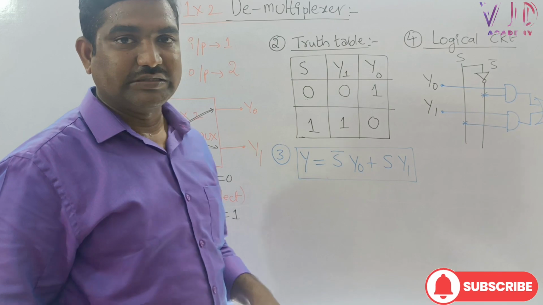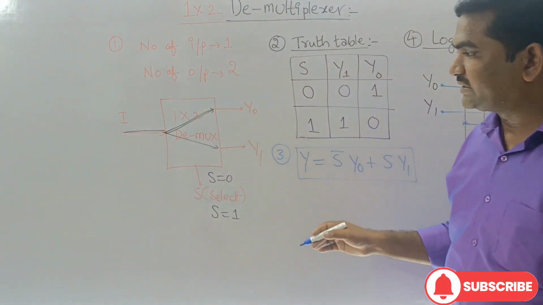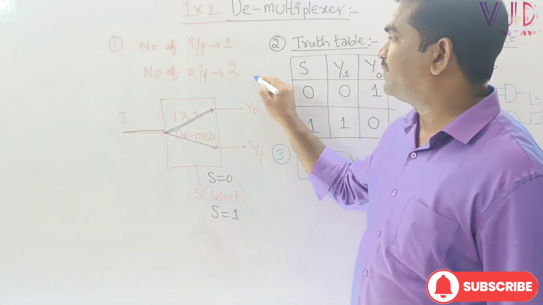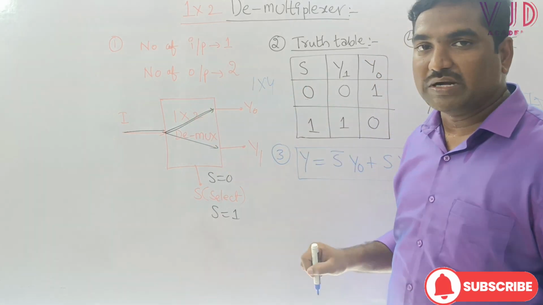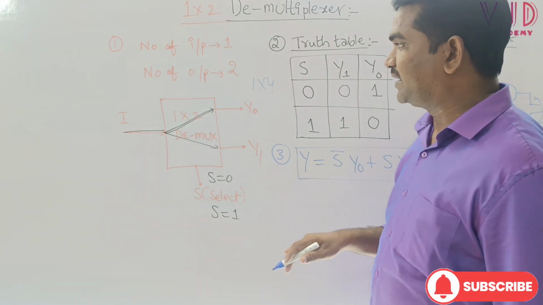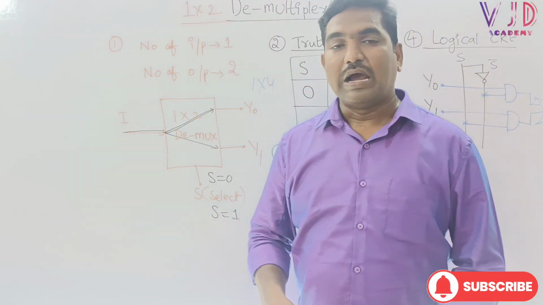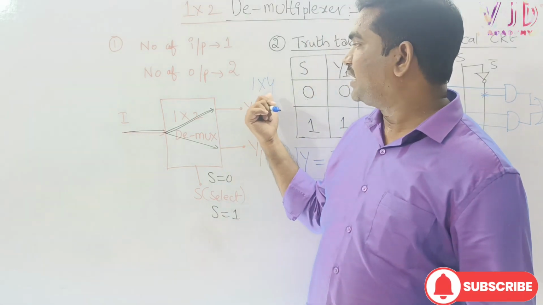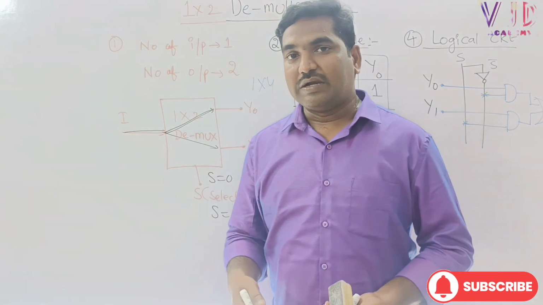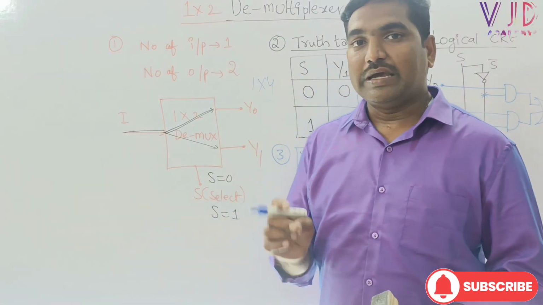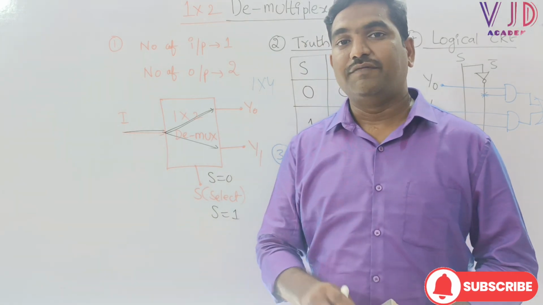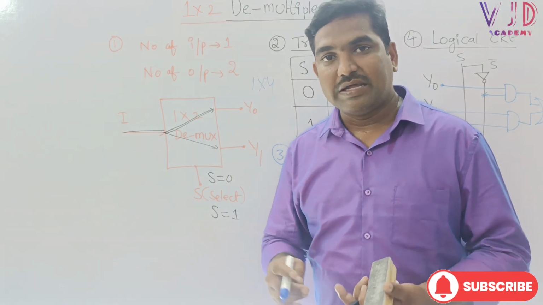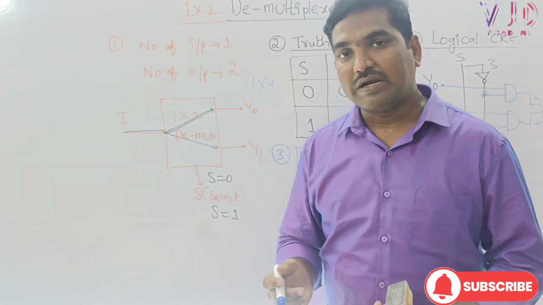So this is the analysis of the demultiplexer, and the same analysis is applicable even for 1 into 4 demultiplexer, 1 into 8 demultiplexer, and even 1 into 16 demultiplexer. This is the basic procedure. After understanding this procedure and the 1 into 4 demultiplexer, we will see how to construct a 1 into 8 demultiplexer with the help of 1 into 2 demultiplexers, that is, how to construct higher order demultiplexers with the help of lower order demultiplexers.